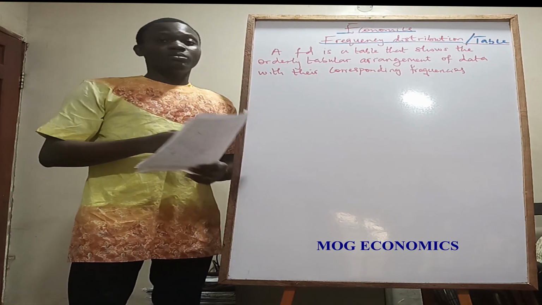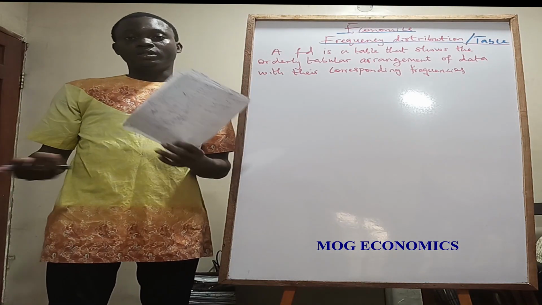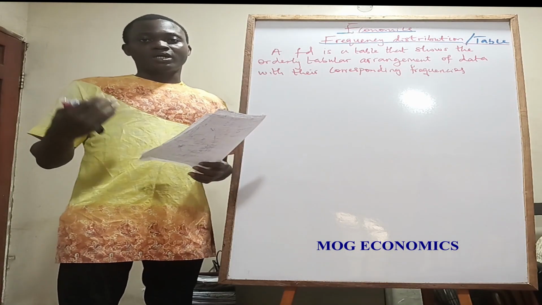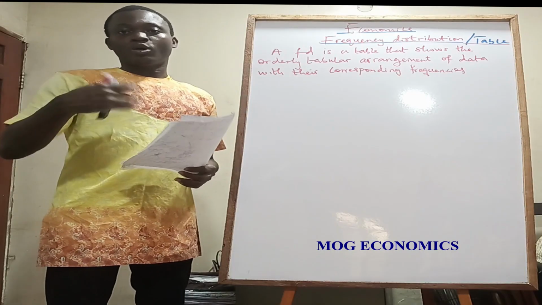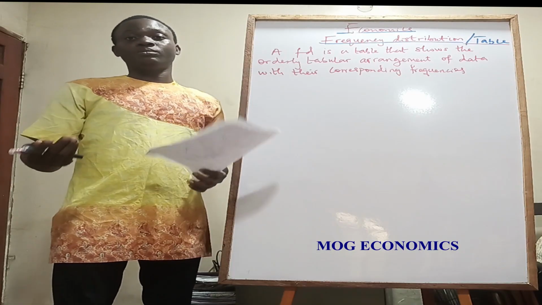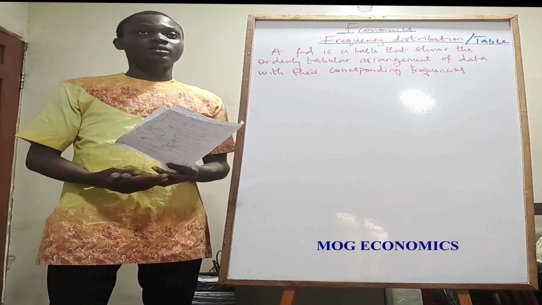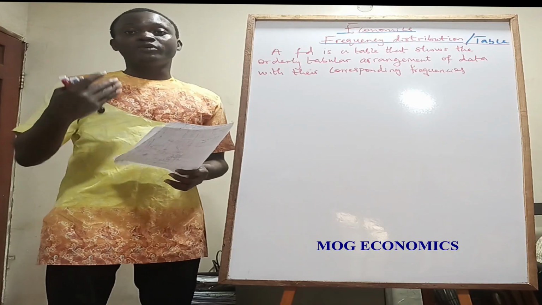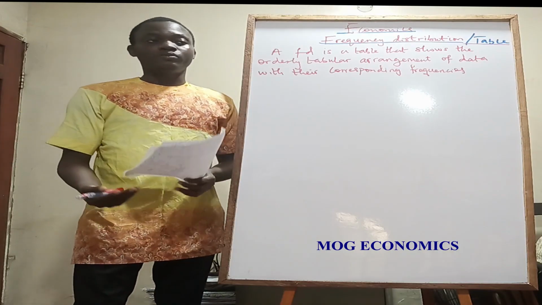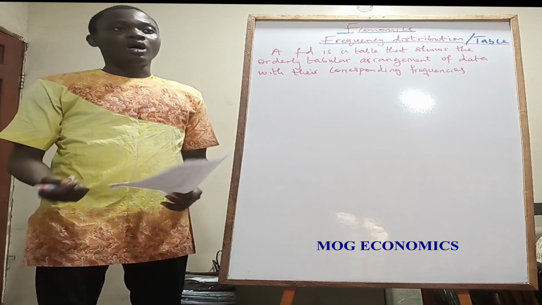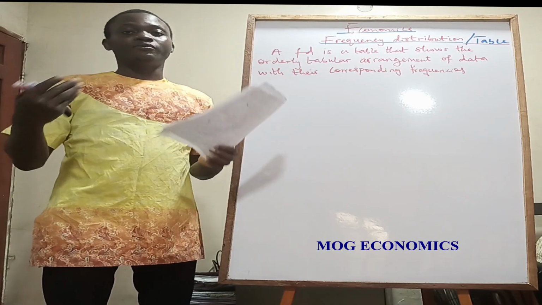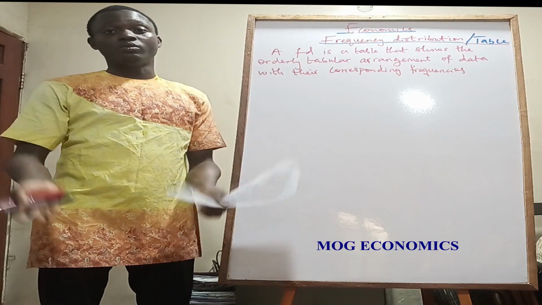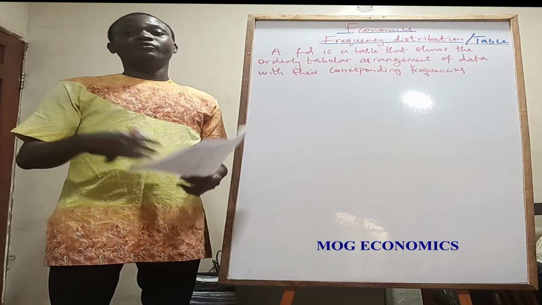So in today's lesson, we're talking about frequency distribution, otherwise known as a frequency table. So what does frequency mean? Frequency is the number of times an occurrence is taking place, or in statistics, the number of times an observation is occurring, right? If you're looking at the scores of students, how many students scored 40 over 50? How many scored 50 over 50? How many scored 0? What you're looking for there is the frequency.